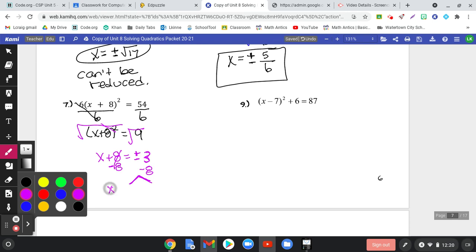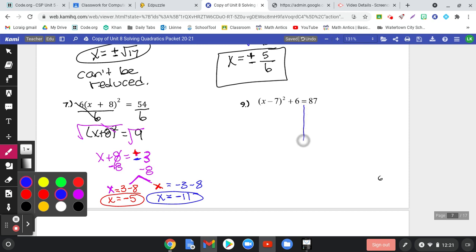So one of your answers would be positive 3 minus 8. X equals negative 5. The other answer would be negative 3 minus 8. So that answer would be negative 11. All right, so just be careful with that.